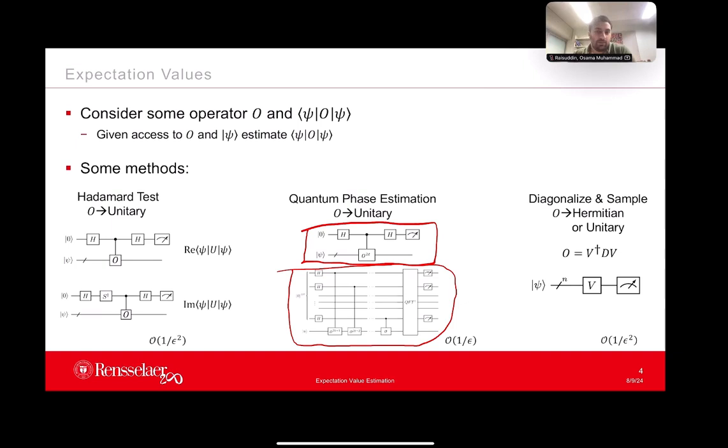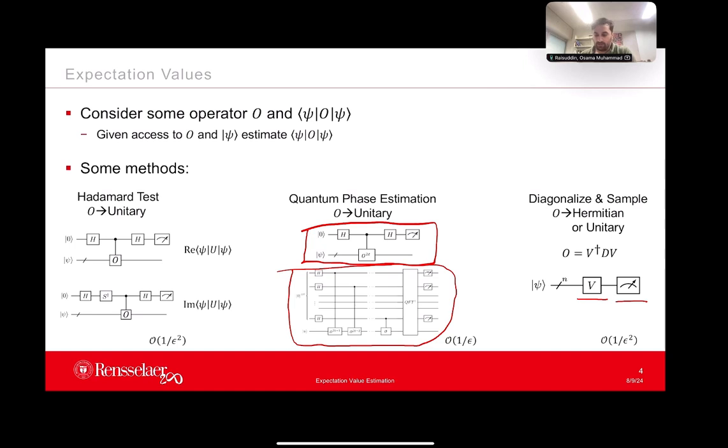One other thing that you can do is you can just diagonalize your operator and sample it. So in this case, let's say O is a Hermitian operator or a unitary operator, and it has the diagonalization V, V dagger over here. So you can just apply the eigenvectors V to your quantum state, and then you can measure in that basis and do some post-processing to get the expectation values. This method converges as 1 over epsilon squared. So it's not the best way to do this, but this is very amenable for current quantum devices.